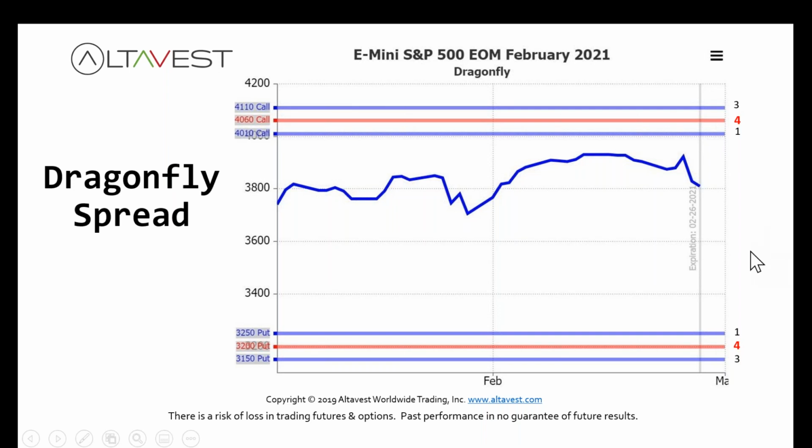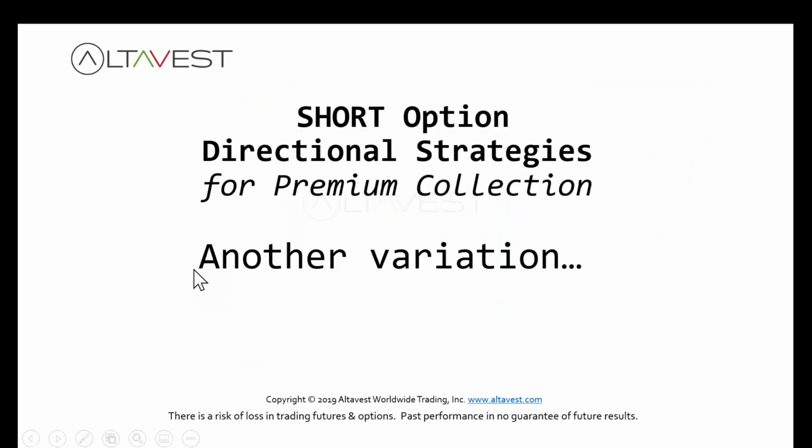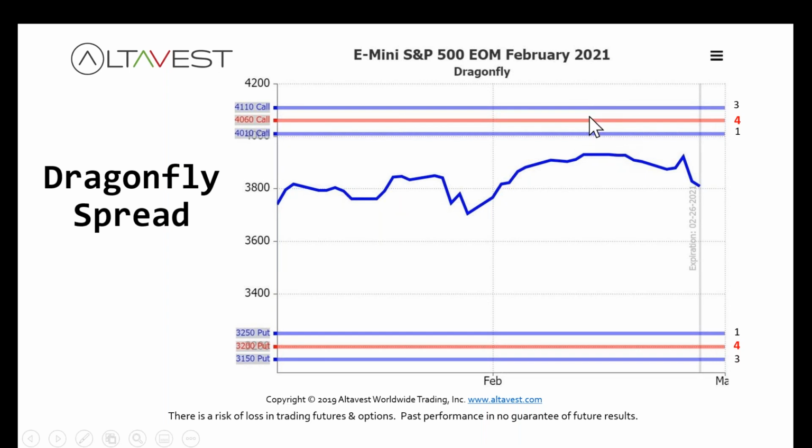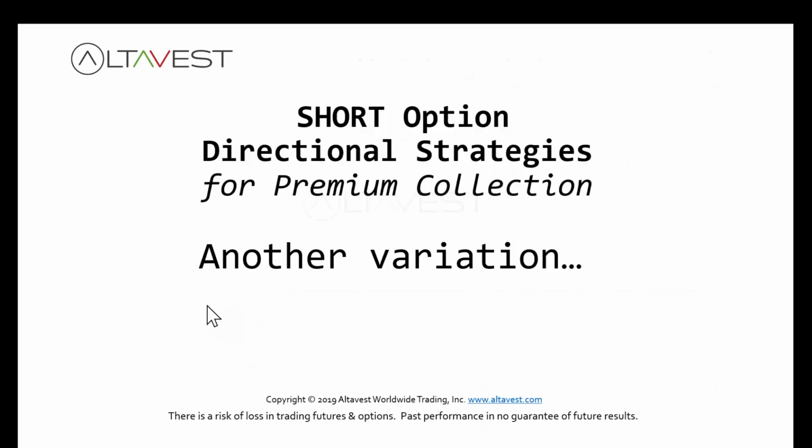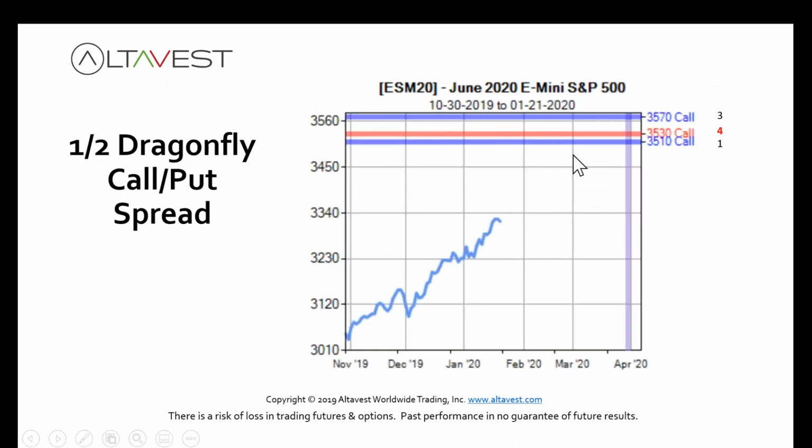So for every option you sell, you buy one. So that means your risk is predetermined and covered. And here's another variation. Instead of doing the full dragonfly, with the calls and the puts, you could do just the calls only if you wanted, or just the puts only if you wanted as well. So you can just do the half dragonfly.